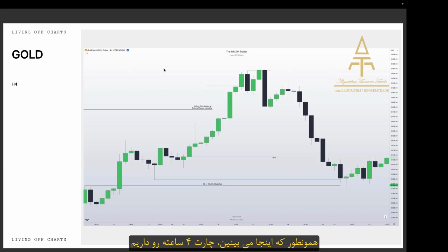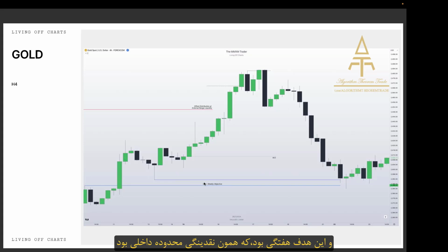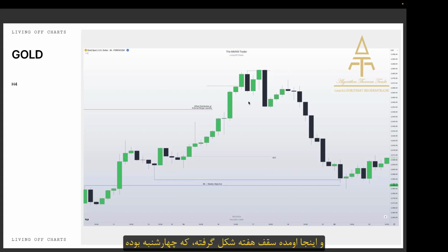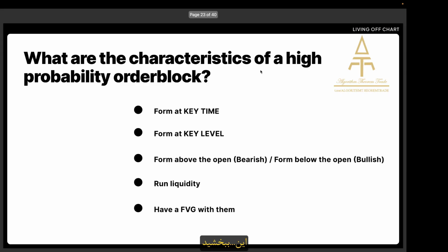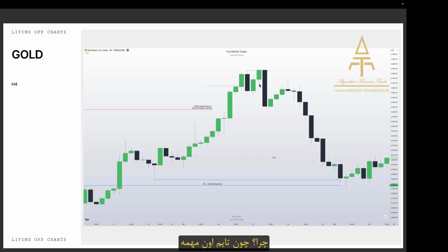As you can see here, now we have the 4-hour chart, and this is that weekly objective, which was the internal range liquidity. And this right here is the high of the week, which is Wednesday. So I want you to look at this right here, this order block here that could be anticipated as we closed below here. This up close candle here is not as significant as this up close candle here. And why is that? Due to time.